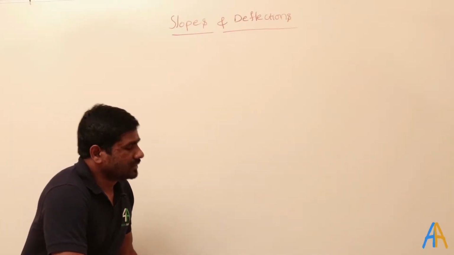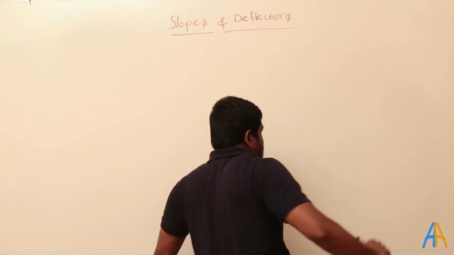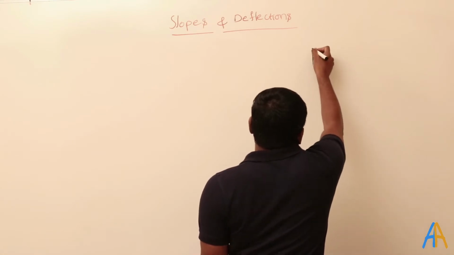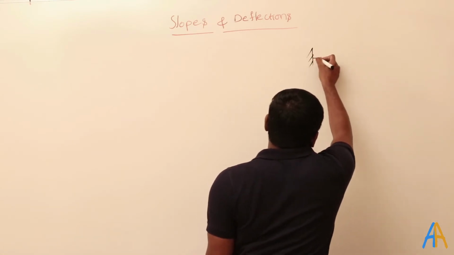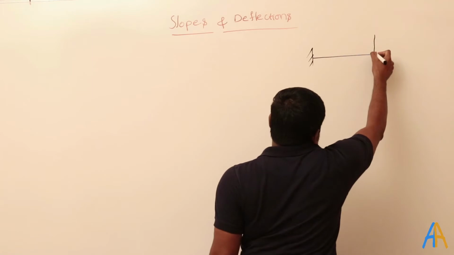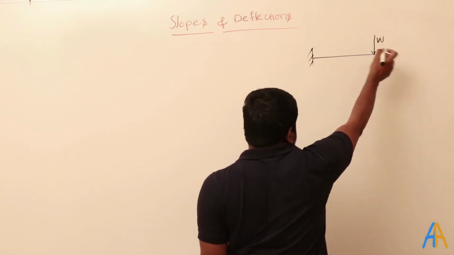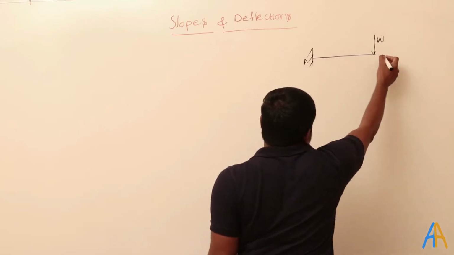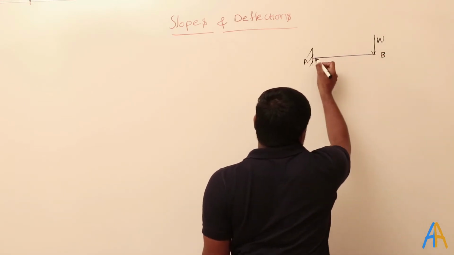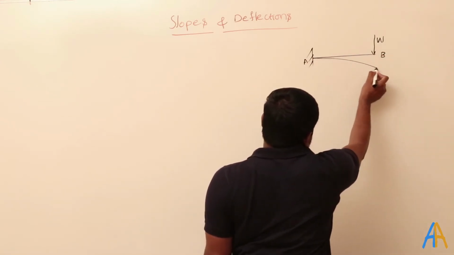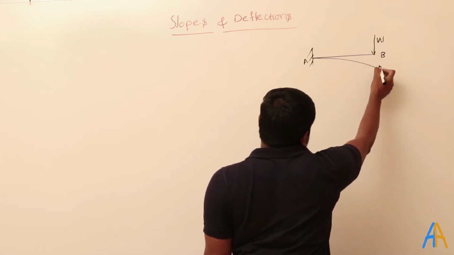So quickly we will see how to apply this equation. For example, I will take the cantilever beam subjected to the capital W at the end. Capital W is the force here. So this is point A, this is point B. When it is subjected to the force, this is how it is deflecting.